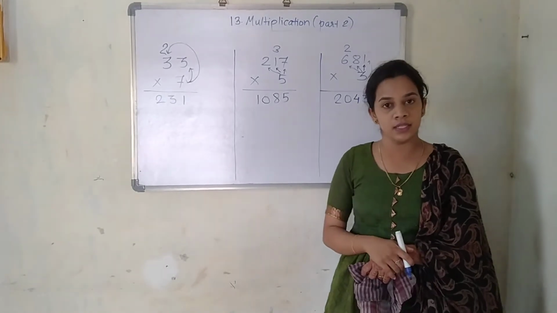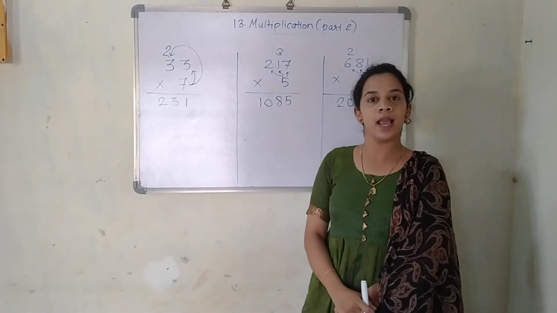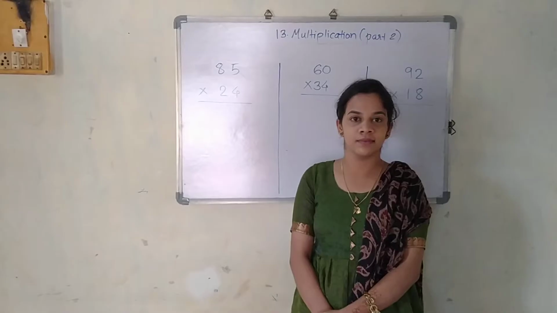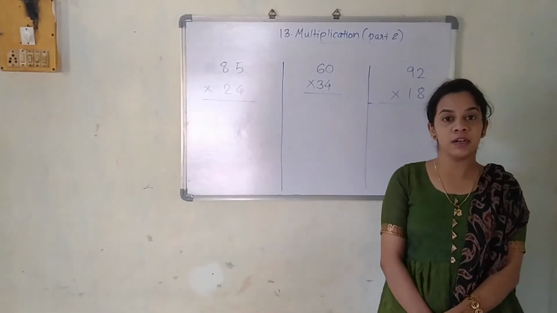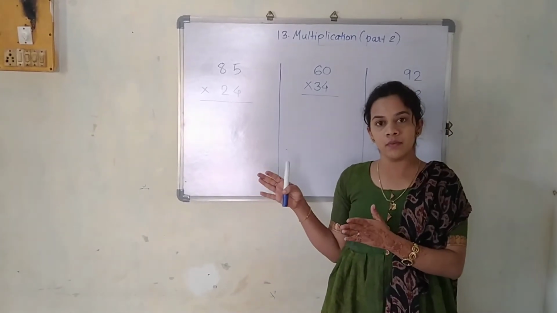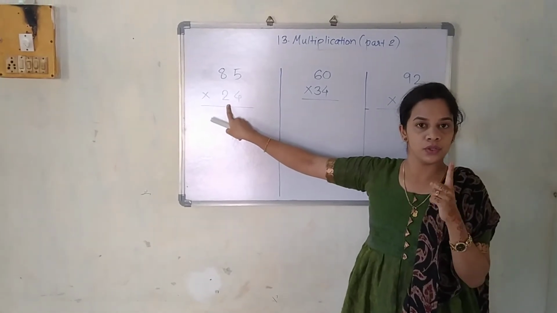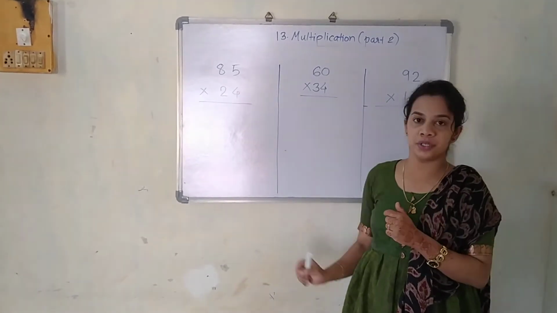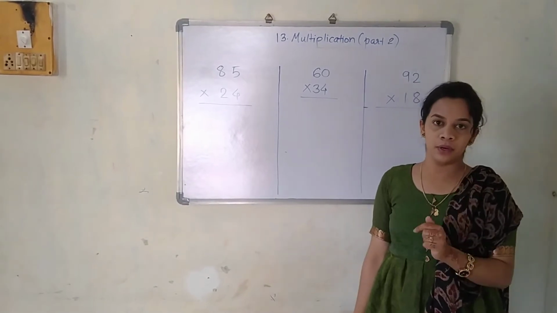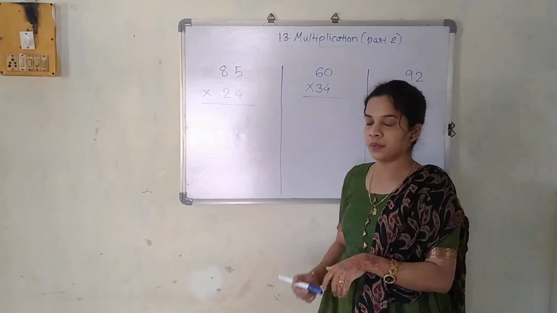This method is very easy for you. The only thing is you should know your tables. So we will see the next part of it. Now we are going to see the next multiplication questions over here. You can see the earlier ones had only a single-digit number downward, only one-digit numbers. But now you have a 2-digit number. So what method are we going to follow? Same method, only one step is going to increase over here.